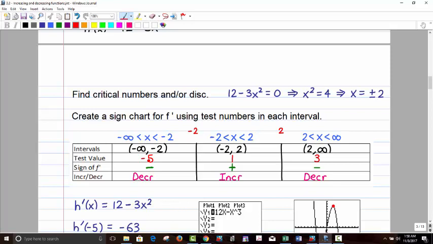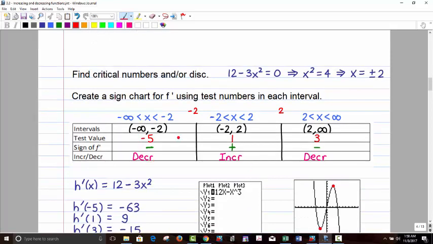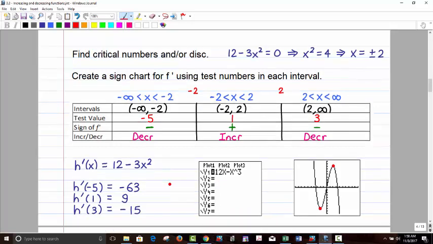So for the first one, I picked negative 5. Could have picked negative 3, obviously, just need something in that interval. I guess I wanted to show something not as obvious, so I picked negative 5. Come down here, check this in the calculator. You're plugging this into the derivative, and that turns out to be negative 63. The 63 is irrelevant here. The negative is what's important. So negative means it's going to be negative for that entire interval, and negative means decreasing.